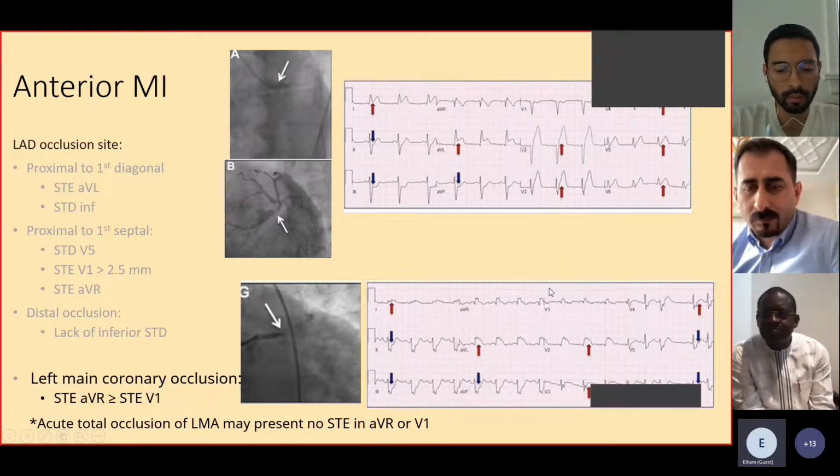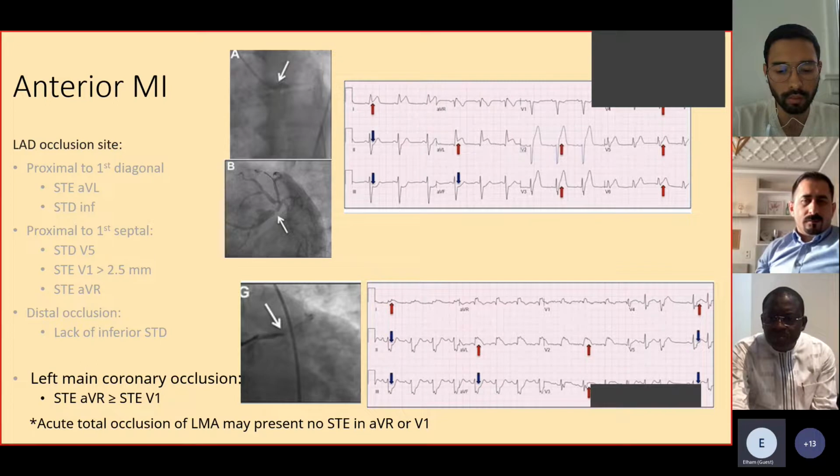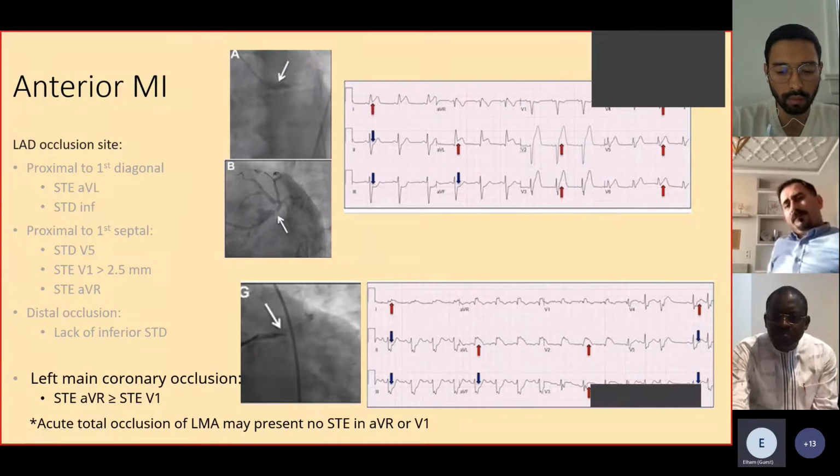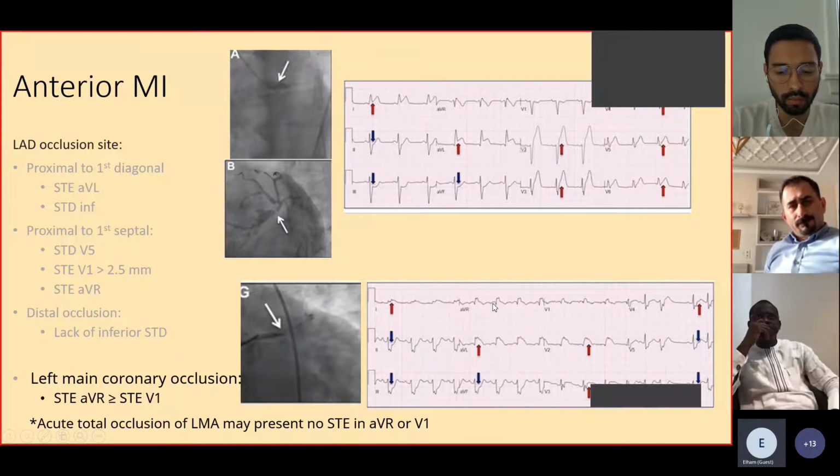But these are not accurate about left main occlusion, and some authors, for example, a case study by Fiol et al., suggested that if the left main artery has a total acute occlusion, we will see no ST elevation in either V1 or aVR. So about differentiating left main occlusion from occlusion of the origin of the left anterior descending artery, the data is not so accurate.